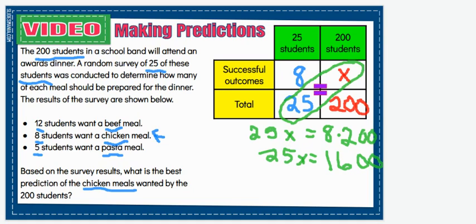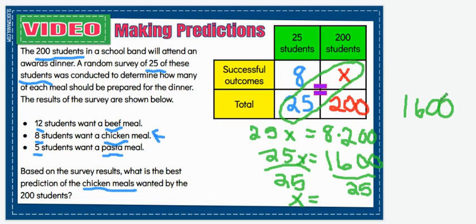From here, I have a one-step equation. So 25x is 25 times x. The opposite of multiplying by 25 would be to divide by 25. And whatever I do to one side, I have to do to the other. So it's going to be 1,600 divided by 25. And 25 divided by 25 is 1, so x equals 1,600 divided by 25, and you probably need to do some division out to the side. Give me a few seconds to write this down.